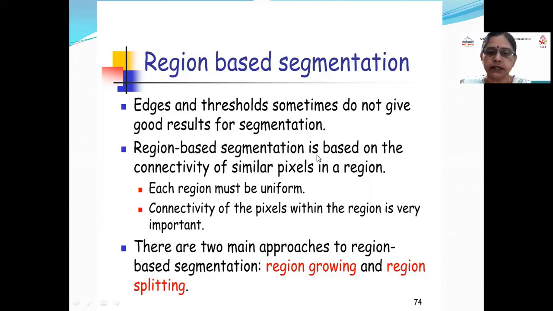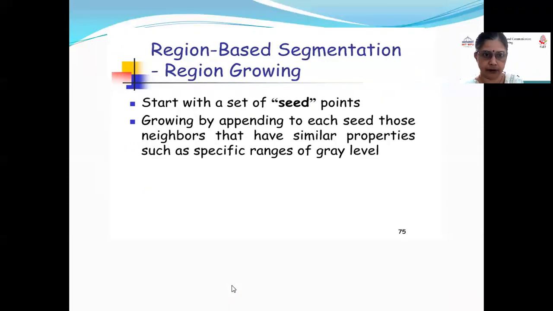Region-based segmentation is based on the connectivity of similar pixels in a region. Here there is one assumption: each region is uniform in nature, and connectivity of the pixels within the region is very important. Under region-based segmentation, there are two main approaches, region growing and region splitting.